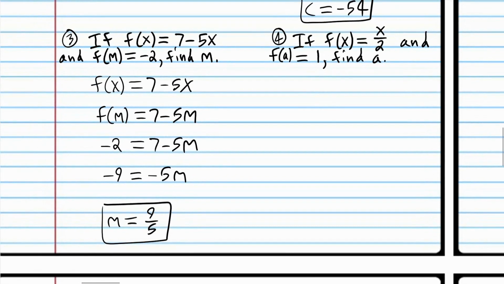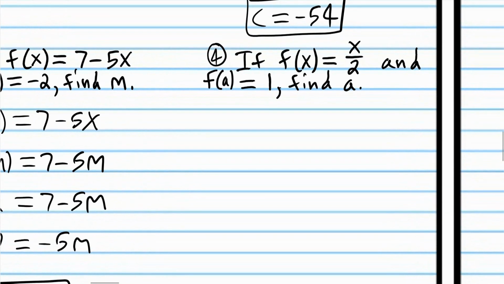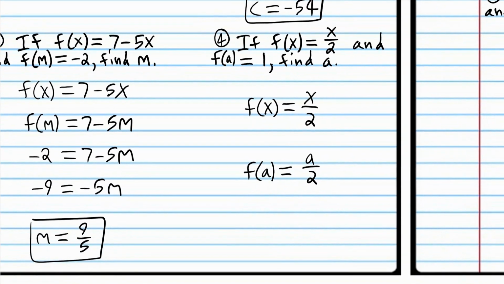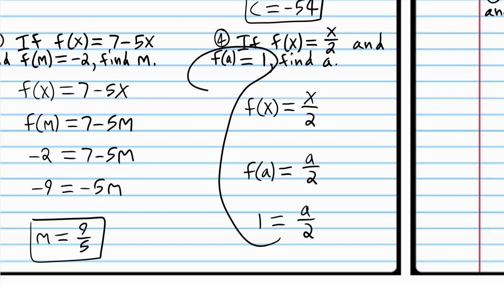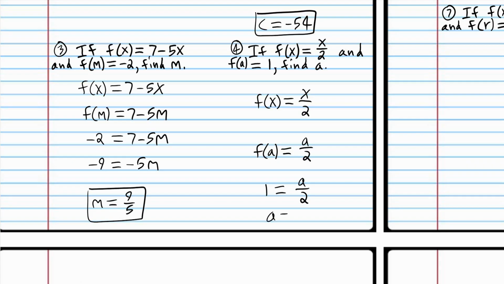So let's try one more of these before you try one on your own. We're told that f of x is equal to x over 2. But if that's true, then f of a is equal to a over 2. But we're told that f of a is equal to 1. We're told that up here. So then we can just solve that equation, and we see that a is equal to 2. So very easy.